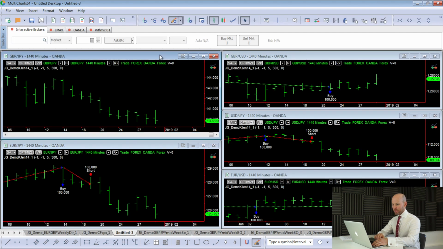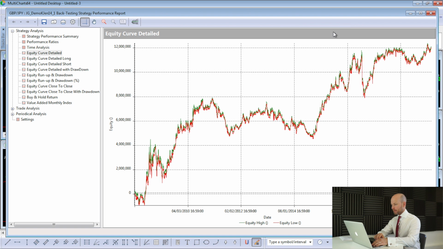But the final one, which I thought showed the most promise, was this on pound yen. And that's what the equity curve looks like. Again, there's some flat periods and some drawdowns, but even right up to the end of this sample period of data, it is making new highs. So we're going to carry on and take the development further using pound yen.